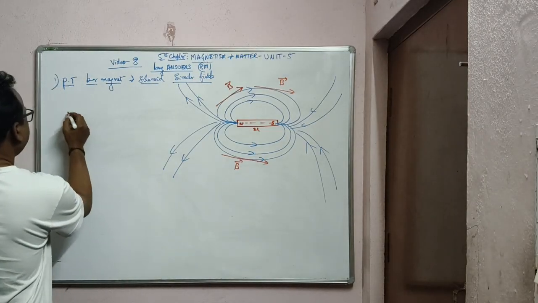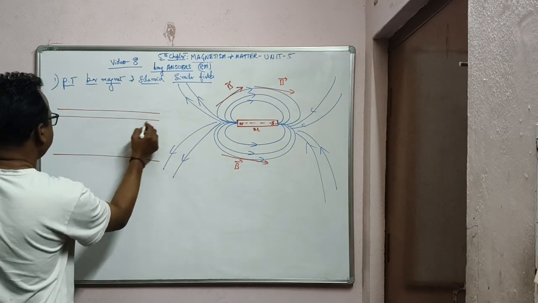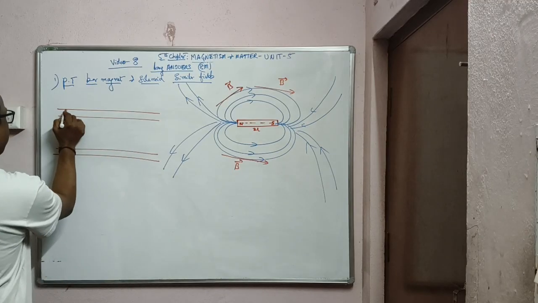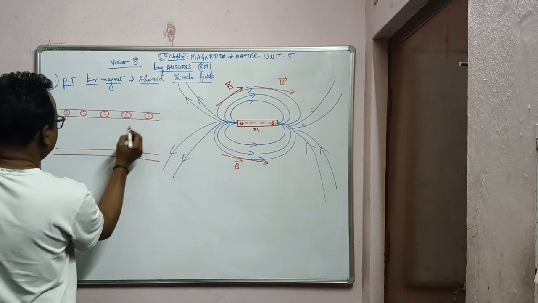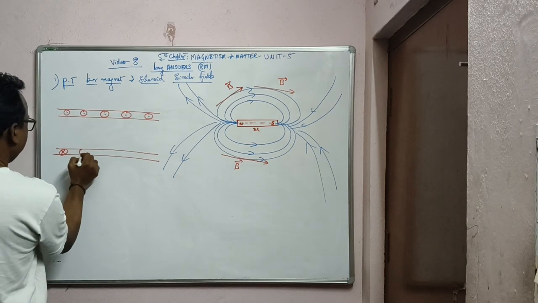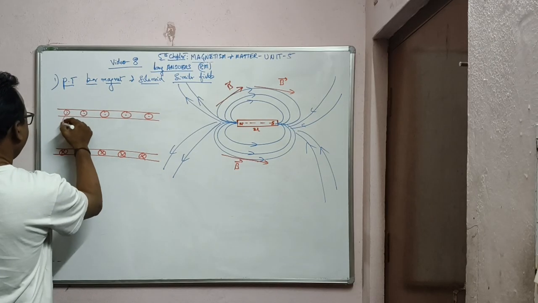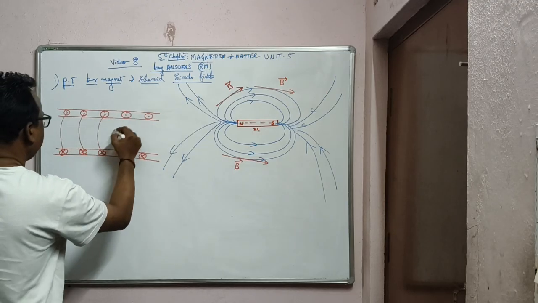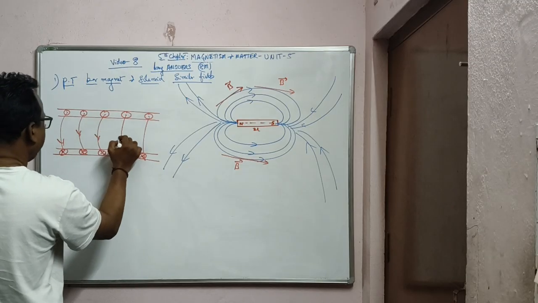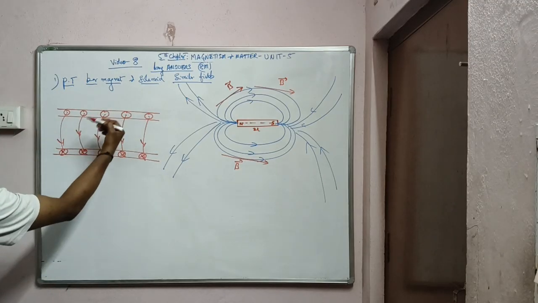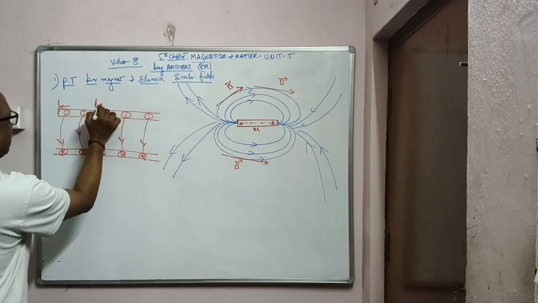I will draw for a solenoid. I told you in the concepts also: into means going inside, and the dot means coming outside, the current direction. Coming out, going inside, out, inside. So this is the direction of current. You can see the direction of current: out, inside, out, inside.